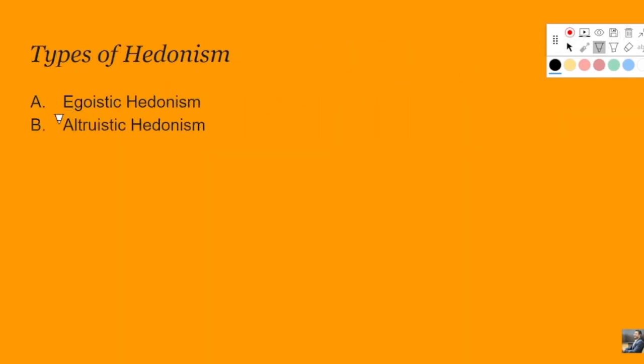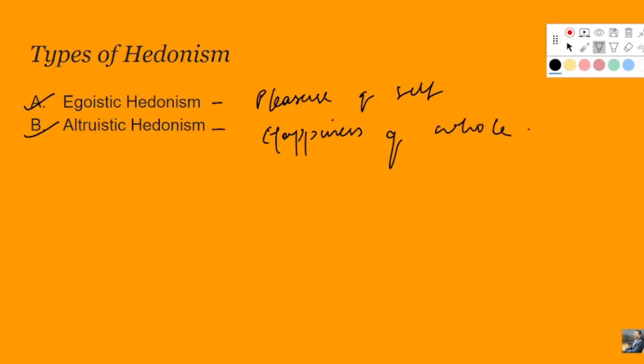Okay, so we have already seen the two types of hedonism, that is egoistic hedonism and altruistic hedonism. Egoistic hedonism is basically the pleasure of self, right? And altruistic is basically the happiness of the whole, or the greatest happiness of greatest number. Always remember this particular statement. You don't have to write the entire story, just mention this particular idea. They will understand that you are falling in the arena of altruistic hedonism, or utilitarianism, right?